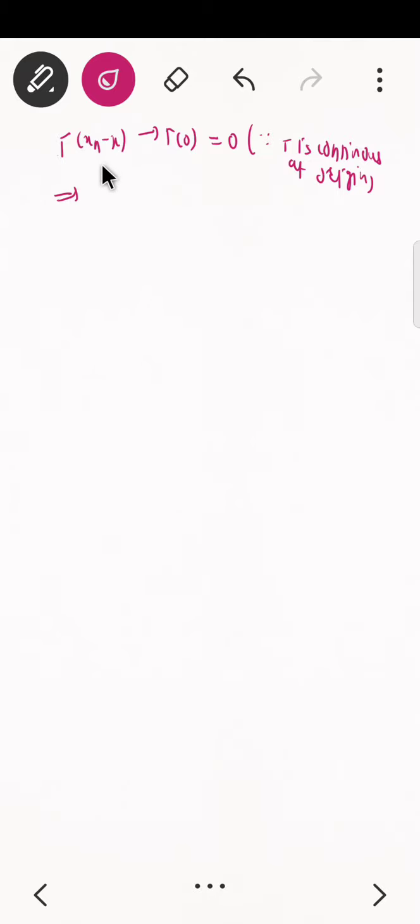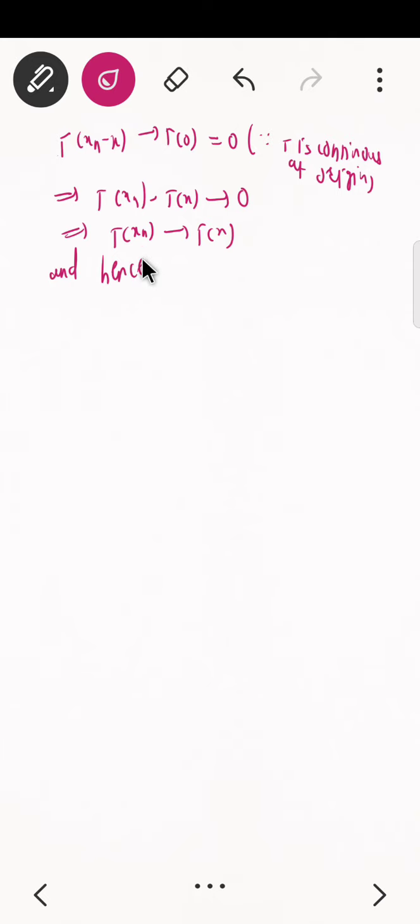Okay, so T of xn minus x can be written as T of xn minus T of x, which will converge to 0. This implies that T of xn will converge to T of x. And hence it shows that T is continuous at this point x. Since x was arbitrary, we can say that T is continuous everywhere.